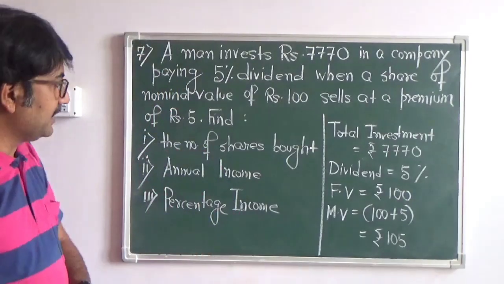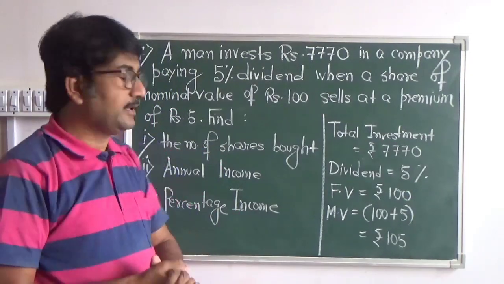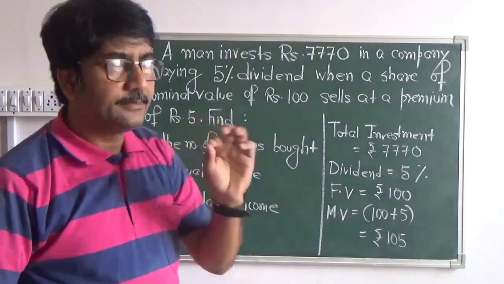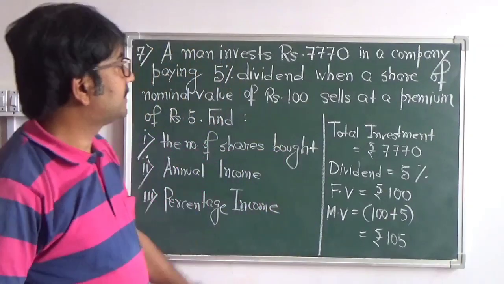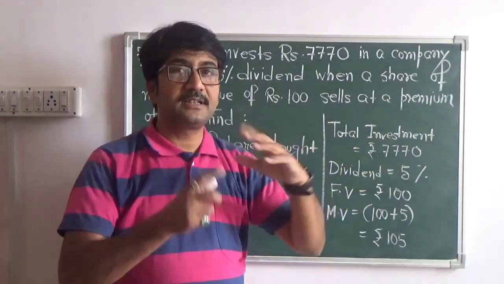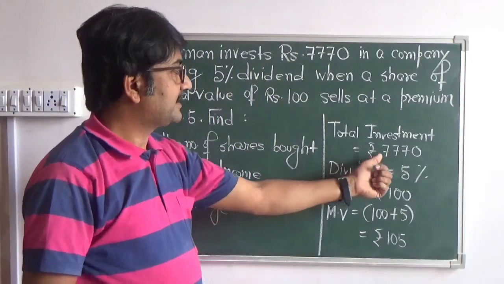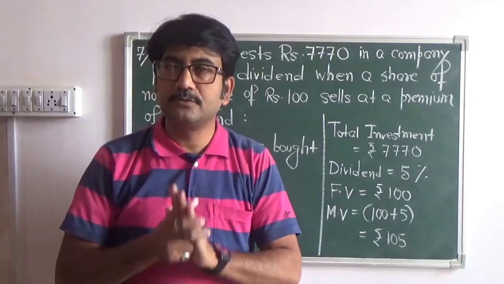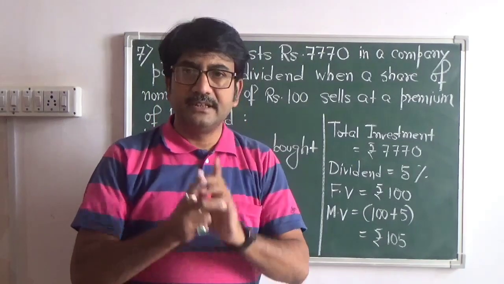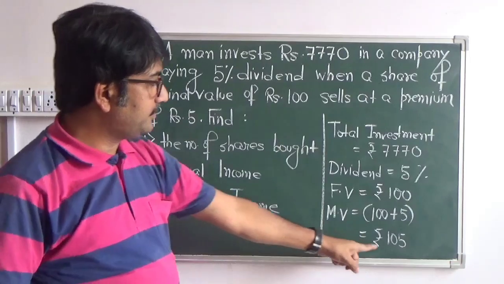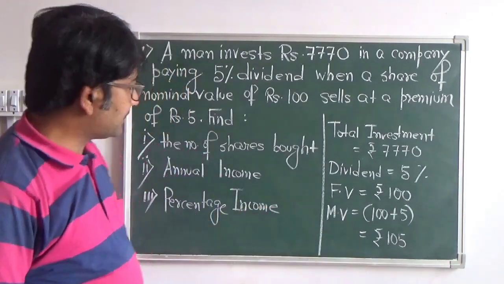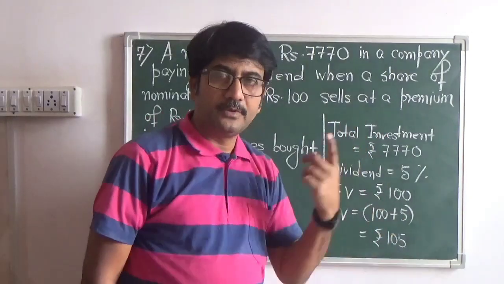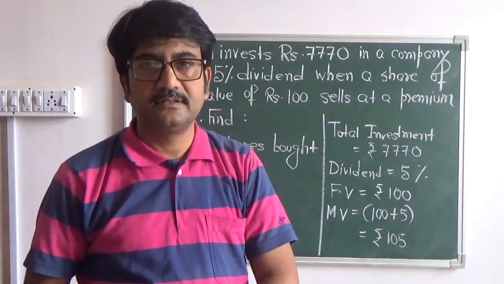Now we need to see what is being asked in the question. The first part is the number of shares purchased. To find it, we know the total investment, which is the total market value, that is 7770. We also need the market value of one share, because we purchase shares at the market value. Here it is 105. If you take the ratio of the total investment and the market value of one share, we get the total number of shares. Am I clear?